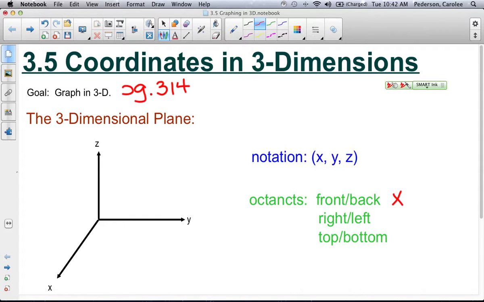The right to left is the second thing you graph, and that is the y-axis. And then the third axis, which is the z-axis, is top to bottom. I'll give you a little bit of time to write down those items.